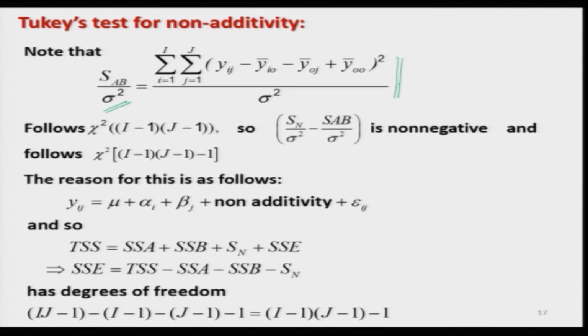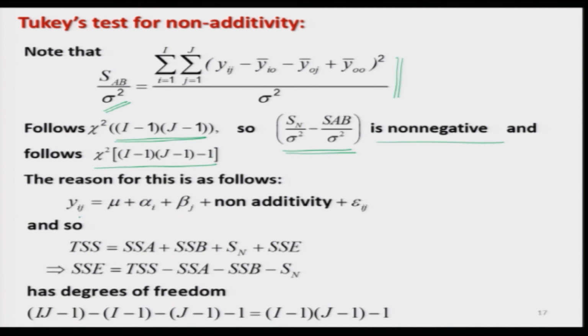which was given by this quantity, follows a chi-square distribution with (I minus 1) into (J minus 1) degrees of freedom, right. So now, if you see here, Sn upon sigma square minus SAB upon sigma square is non-negative and follows a chi-square distribution with (I minus 1) into (J minus 1) minus 1 degrees of freedom. But now, how? That is the result which I am telling you, but the question here is how it is happening. So, the reason for this statement is as follows.